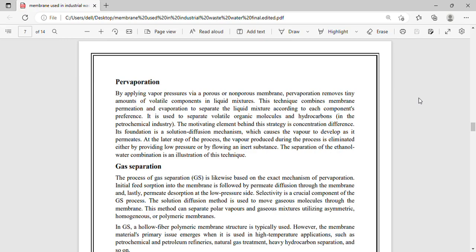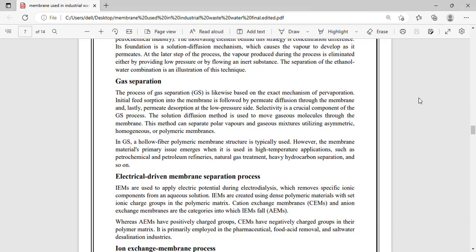Its foundation is a solution diffusion mechanism which causes the vapor to develop as it permeates. As a later step of the process, the vapor produced is eliminated either by providing low pressure or by flowing an inert substance. The separation of the ethanol-water combination is an illustration of this technique.